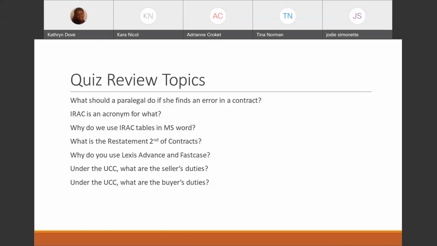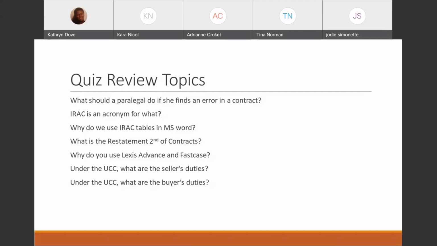Is it free, Adrian? Is Lexis Advance free? No, it is not. It's very expensive. Yes, it's a premium research service that practicing attorneys, law firms, paralegals, and students pay for. In your case, the school pays for it or gets an arrangement so that we can access it. It's a premium legal research service.